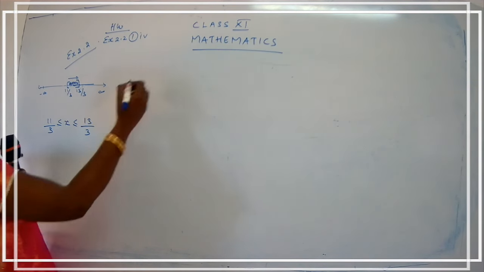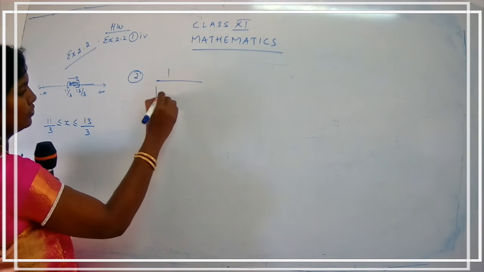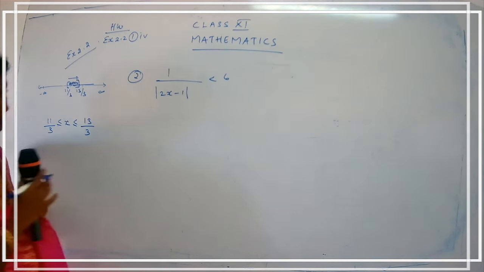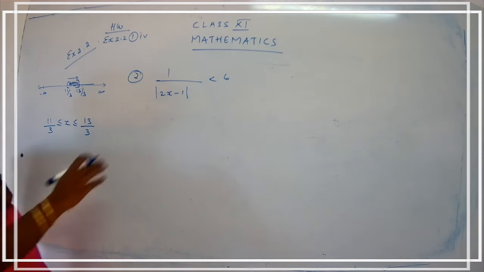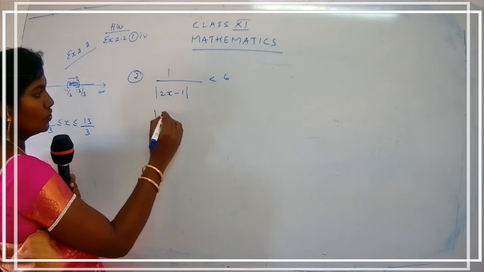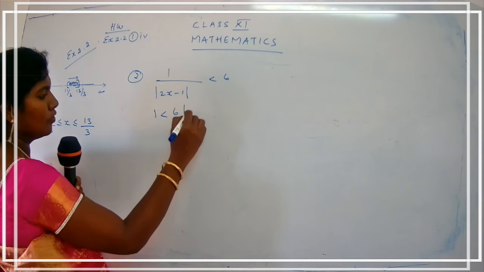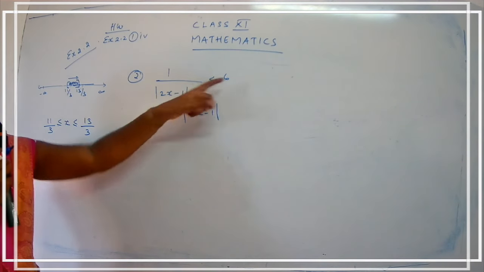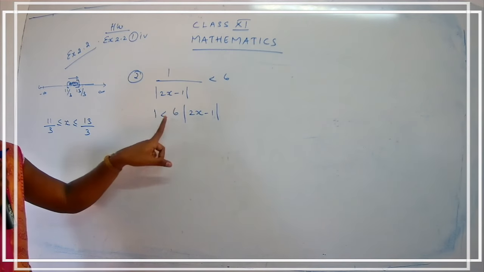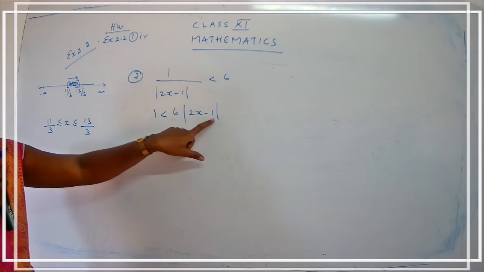So the question is 1 upon mod 2x minus 1 less than 6. You are going to do the sums along with me, children. This is a very easy sum. Let's try to complete our answer. See how I'm going to start. Let me cross multiply this first. So 1 is less than 6 modulus 2x minus 1. Are you clear, children? The denominator part I am carrying to the numerator part.